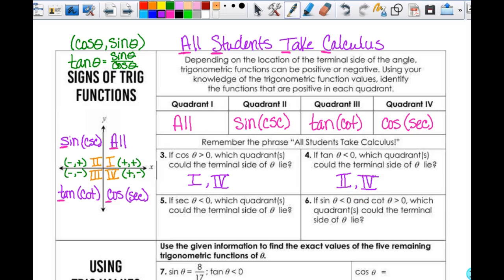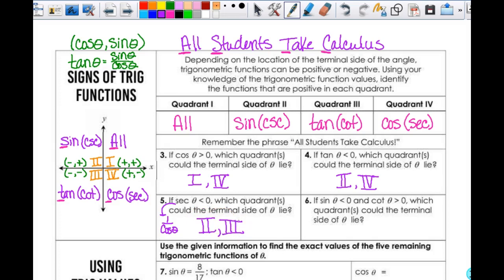Then it says if secant is less than 0, so if secant is negative, so your secant of theta is 1 over cosine theta. You're thinking about cosine. Secant theta is negative. Which quadrants would it be? They're all positive here. Cosine is positive here, so cosine and secant are negative in 2 and 3.